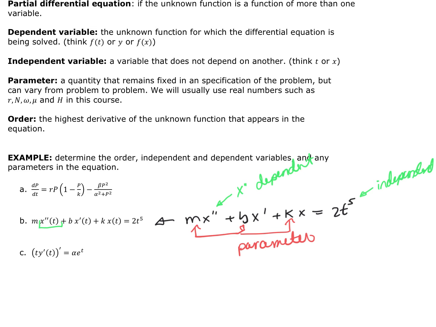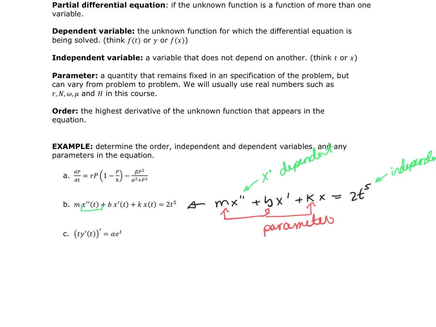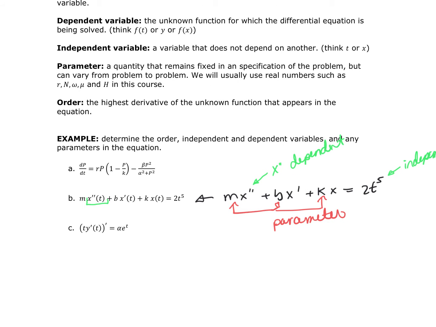Now I'm trying to determine the order. The order is looking at the highest derivative. Now, the thing that's going to mess you up on this is not having a good, solid foundation of your notations. And I'll help you as I can. The notation here is the primes. So we know that since we see two primes, that means I have the second derivative. So this order is 2. This is an order of 2. So that means I have the second derivative as part of the differential equation.